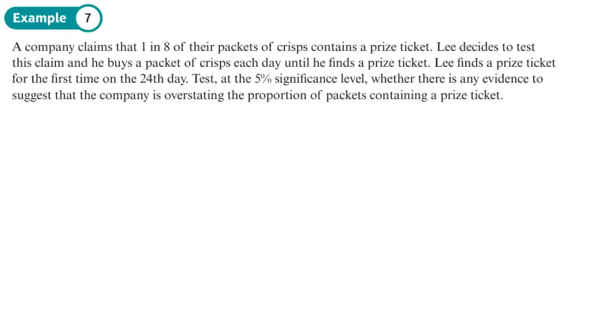Okay, we've got this example here. A company claims that 1 in 8 of their packets of crisps contains a prize ticket. Lee decides to test this claim and buys a packet of crisps every day until he finds a prize ticket. This is the clue that tells us that we're dealing with a geometric distribution. There's not a fixed number of trials here. He's buying crisps until he finds a prize ticket.